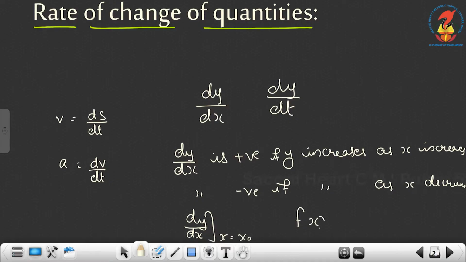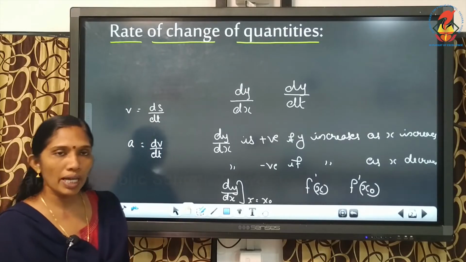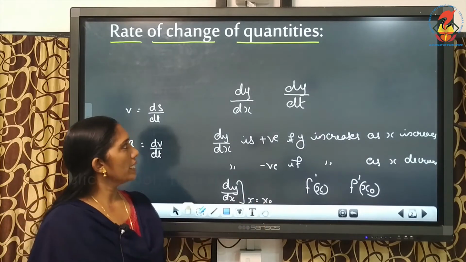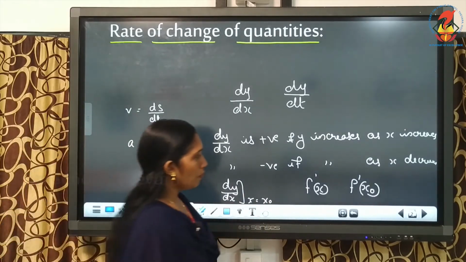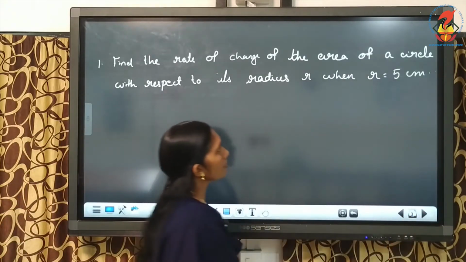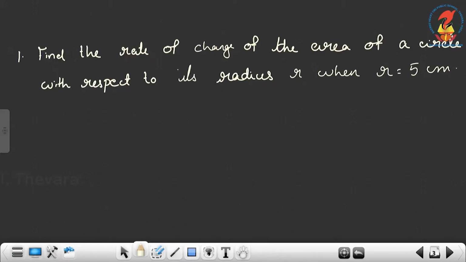Then you can use f of x to denote a function. Then f dash x means its derivative. Then f dash x0 is the derivative of the function at x equal to x0. So these are some notations. Now we can do problems. So look at the first question.